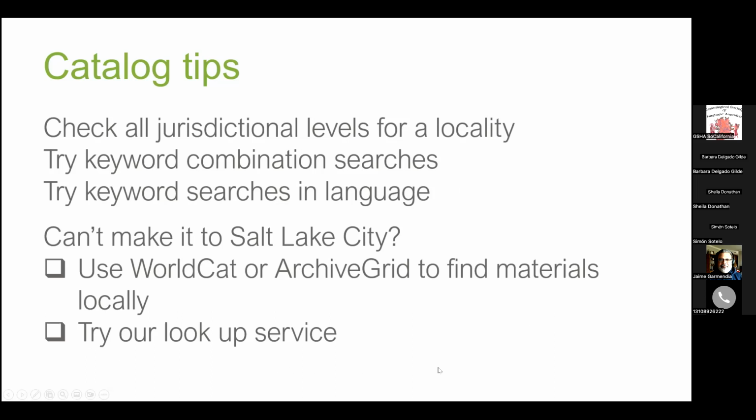And you can also try our lookup service, which allows you to send in a request. Maybe there's a book at the library and you know there's a page about your ancestors in that book. You can fill out a form, send us a request, and if restrictions allow it, we'll make a digital copy and send it back to you via email. It takes about 2 to 4 weeks to get the copy back, sometimes less, sometimes more, depending on how busy we are.